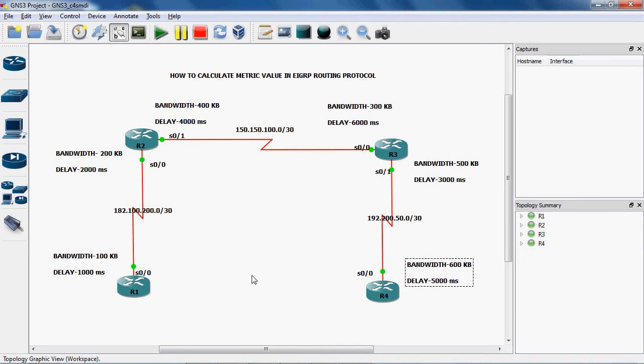First, we calculate the advertised distance. We leave out the source bandwidth and delay, just calculate these two bandwidth and delay values. If there is more than one bandwidth, we choose the minimum bandwidth value. So 256 into 10 power 7 divided by 200 or 300, 200, plus 2000 plus 6000. This is the advertised distance for this network. Next, we calculate the feasible distance. 256 into 10 power 7 divided by 200, 300, 600. Which one is minimum? 200, plus all link delay values 2000 plus 6000 plus 5000. We got the feasible distance.